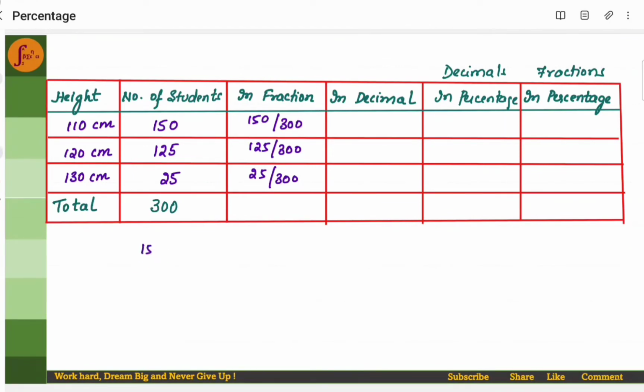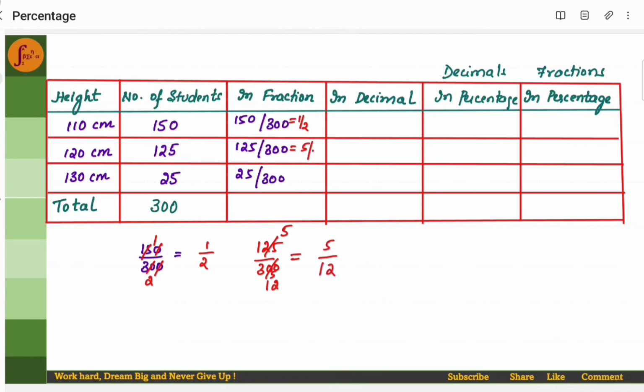I can write 150 by 300 as, cut this, it will become 15 1s are 15, 2s are. I'll get half, right? I can further write this as half. Now the second one I can write as 125 by 300. I can simplify it. 25 5s are 125, 25 12s are 300. So 5 by 12. And next one, 25 by 300. I can write this as 25 1s are 25, 12s are 300. So I'll get 1 by 12.